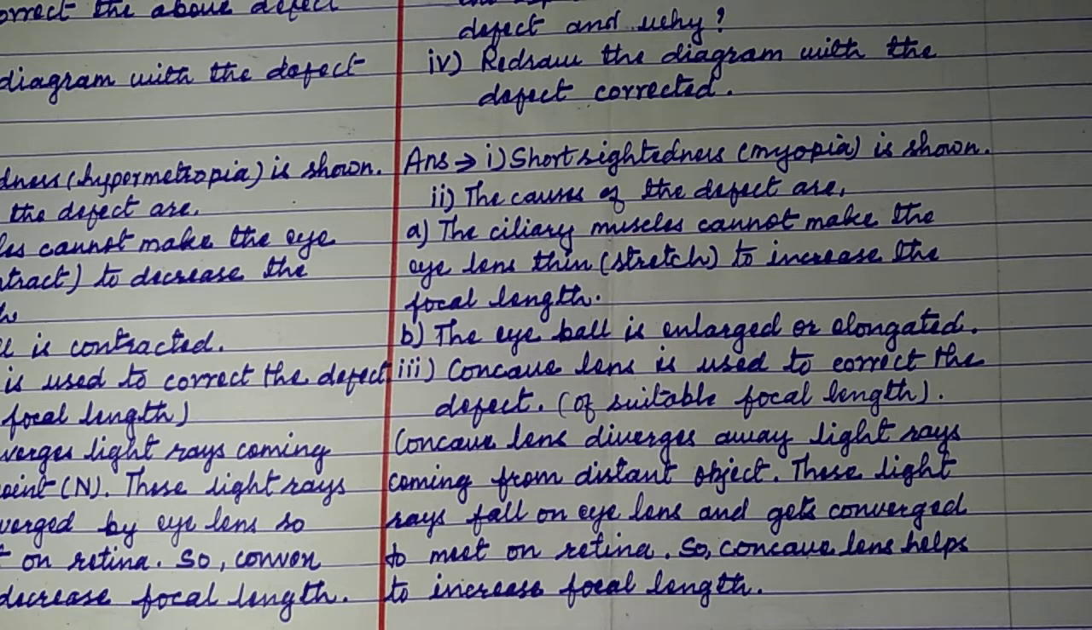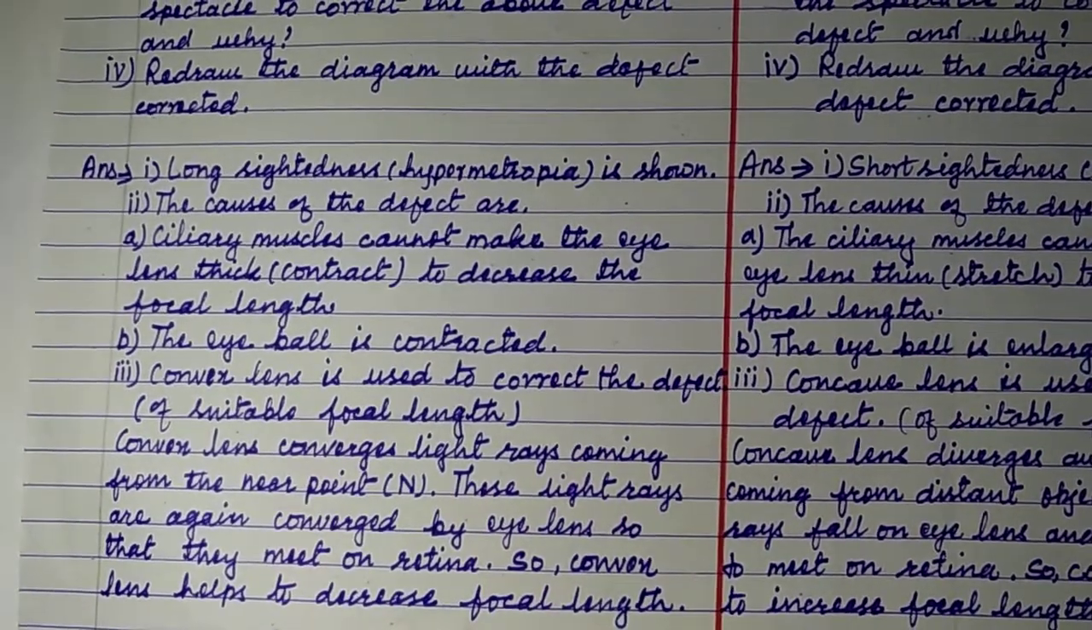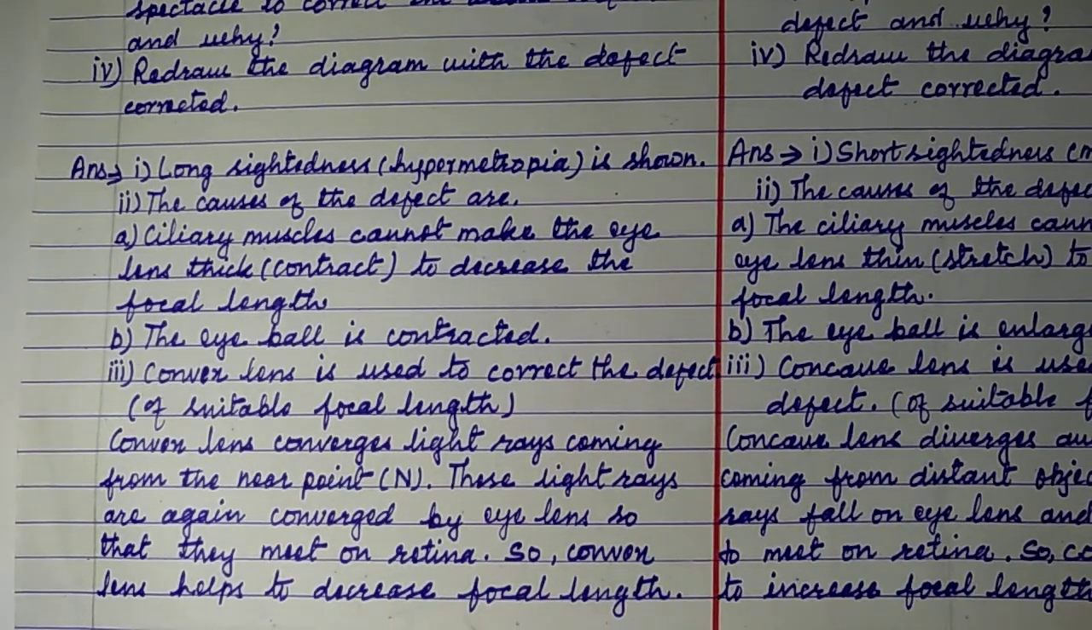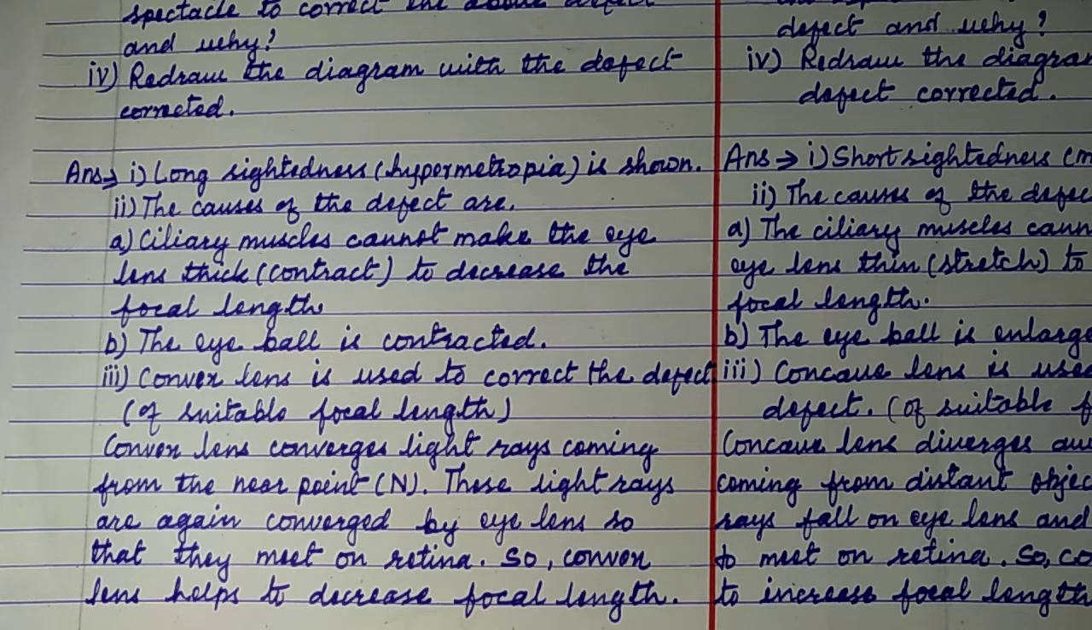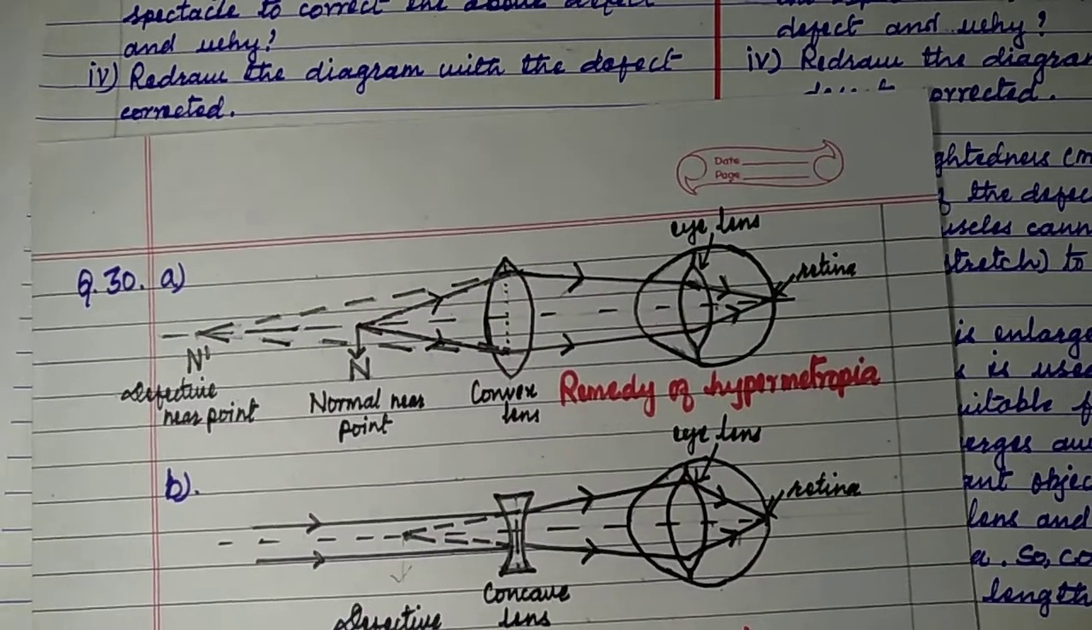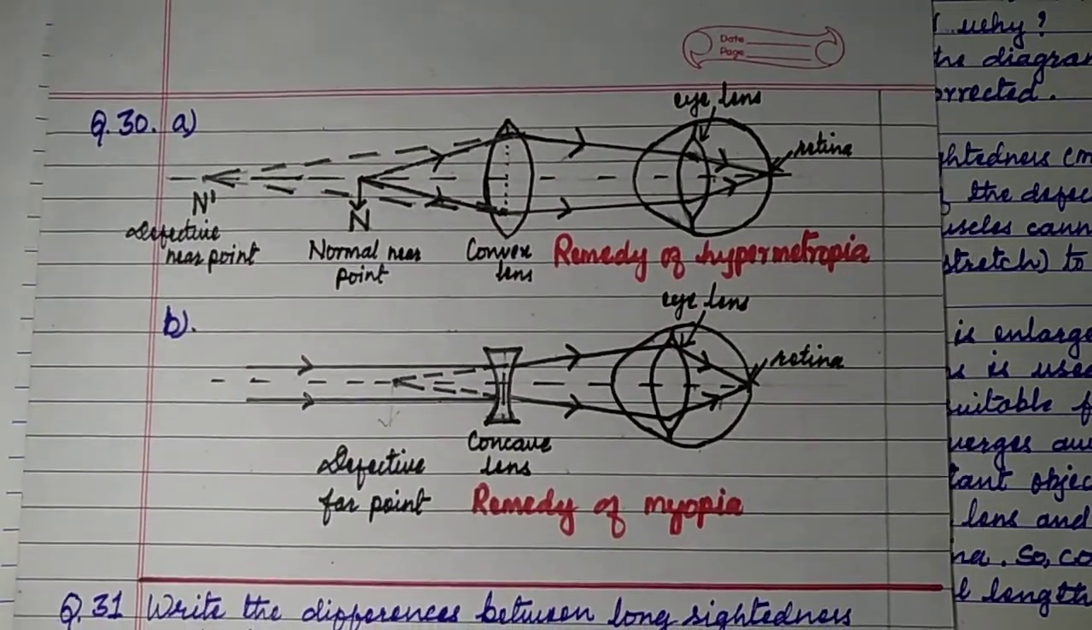So in case of short-sightedness, the problem is decrease in focal length. So the concave lens should increase the focal length in order to correct the defect, and concave lens of suitable focal length does so. In case of long-sightedness, convex lens of suitable focal length decreases focal length so that image is formed on the retina. Now you have to show the diagram of correction, diagram of remedy of the defect.